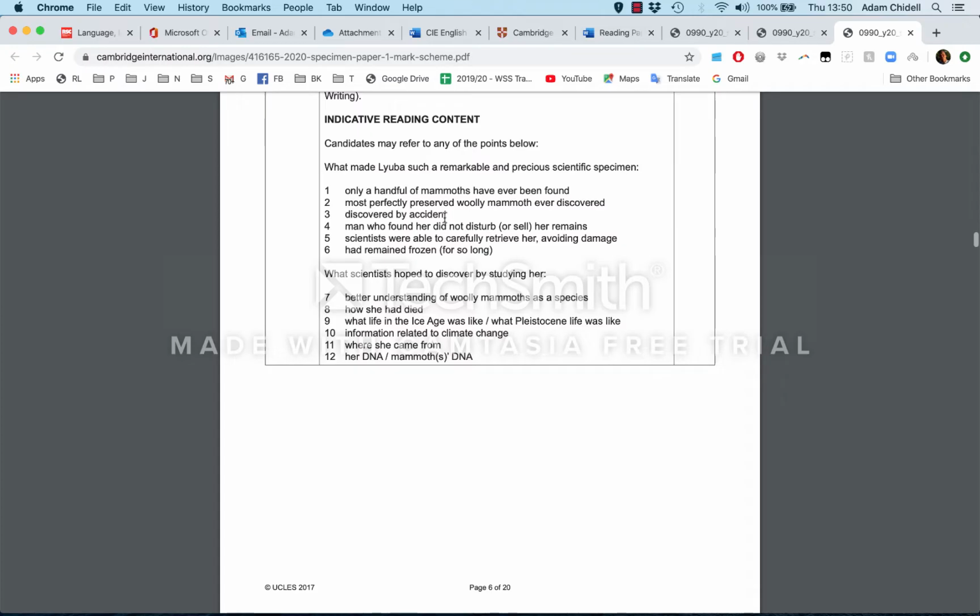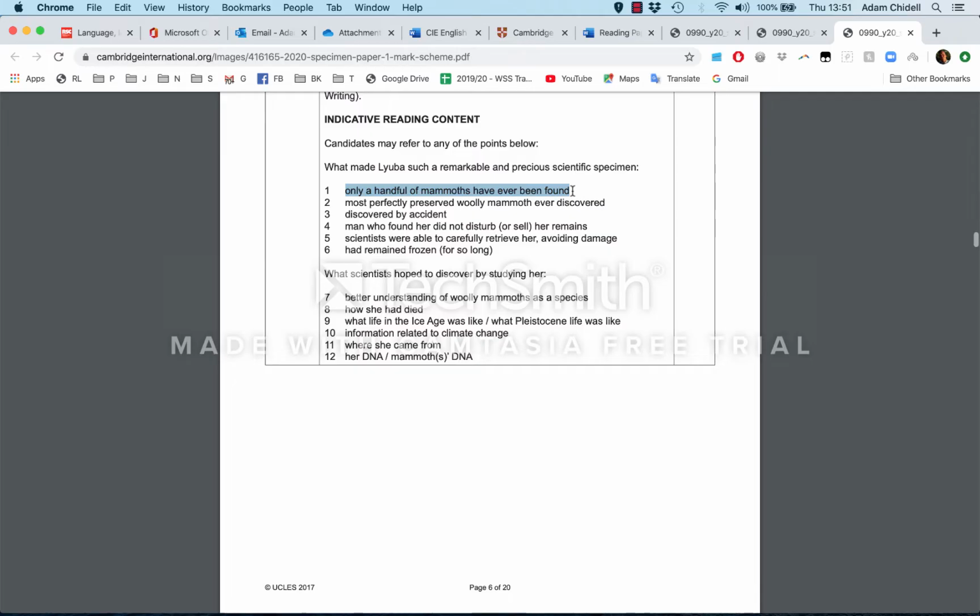Now, all of these are lifted directly from the text. So the examiner will know very, very clearly if you have simply copied whole phrases from the text, and they will drag your mark down as a result. So what you are aiming for with this is a series of points which are very clearly identifiable as these, but are put in your own words.